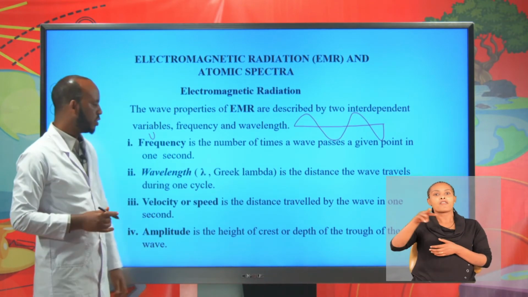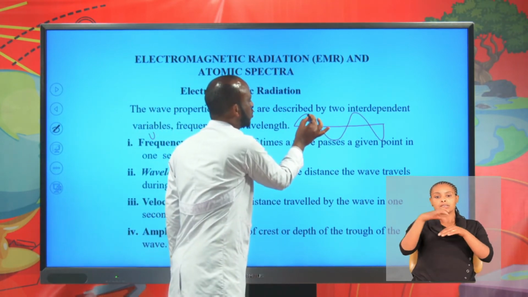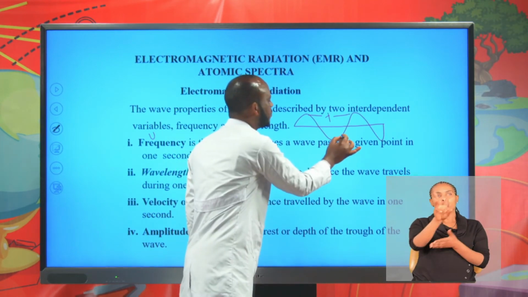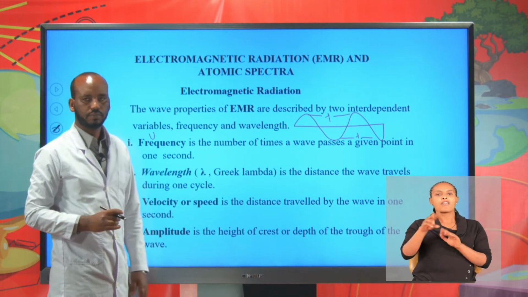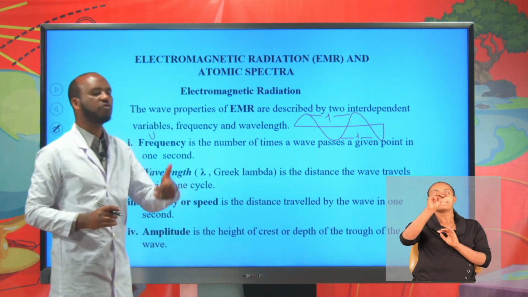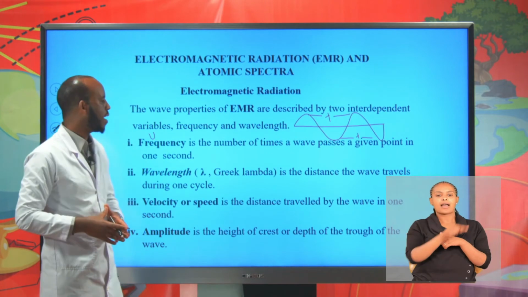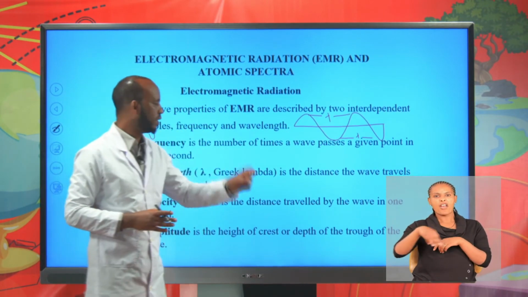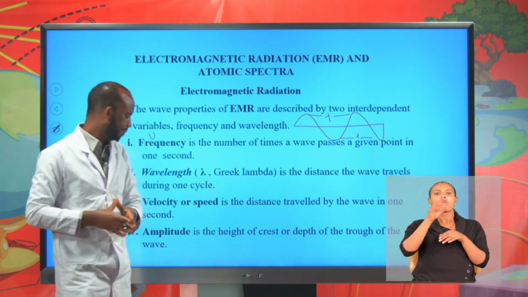Wavelengths. Now this is the distance between two crests, or the distance between two troughs. Wavelength, denoted by the symbol lambda, is the distance the wave travels during one cycle. The distance the wave travels during one cycle is the wavelength of the wave.